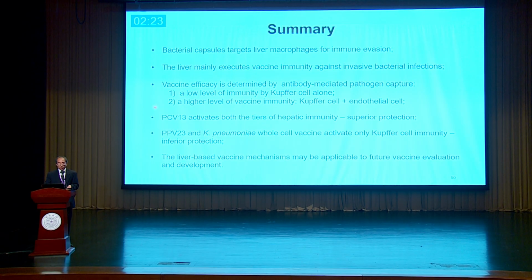And here I showed you two types of vaccines, conjugate vaccine versus polysaccharide vaccine alone, and I think those are the only examples. And finally, the liver-based vaccine mechanism can be used to develop future vaccines with a better efficacy.